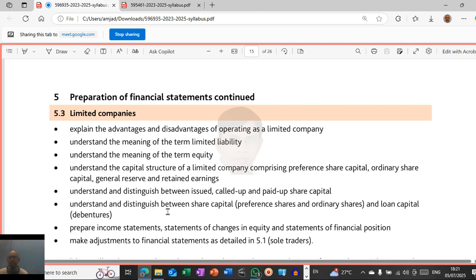Understand and distinguish between share capital, preference shares and ordinary shares, and loan capital, debentures. Prepare income statement, statement of changes in equity, and statement of financial position. Make adjustments to financial statements as detailed in 5.1. So you will be learning even this.